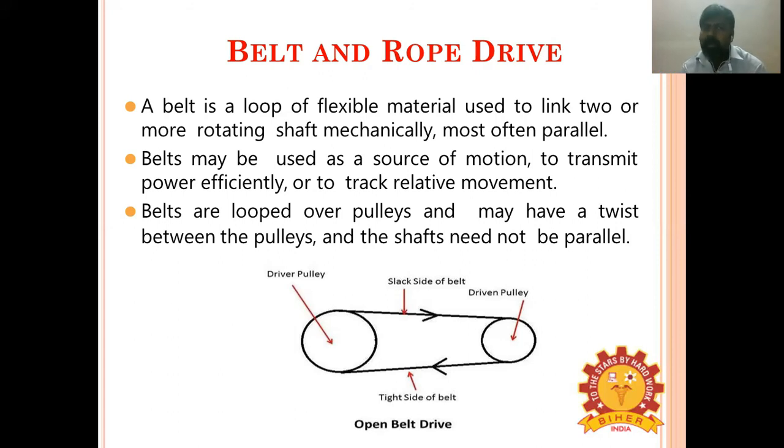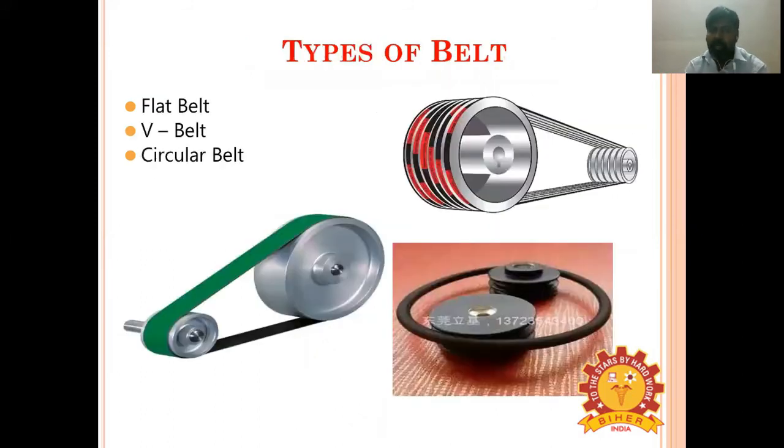A rope is a circular belt, right? The power is transmitted due to the friction between the belt or rope and the pulleys, right? For a smaller distance, we can go for gears. Otherwise, we can use this type of belt or rope drive, right? The amount of power transmitted depends upon several factors such as velocity, tension, mass, etc.